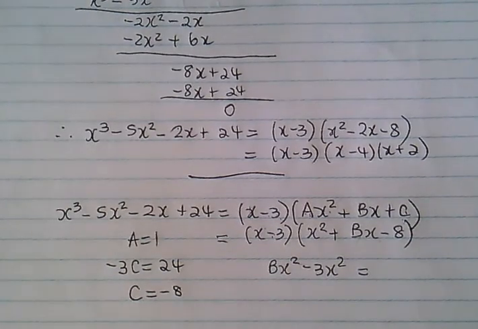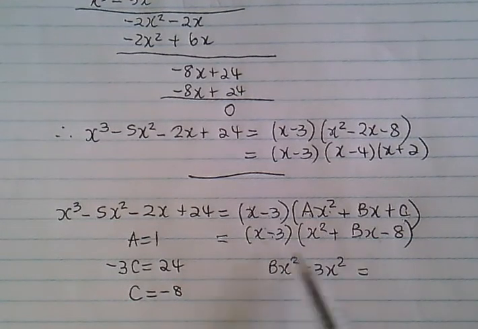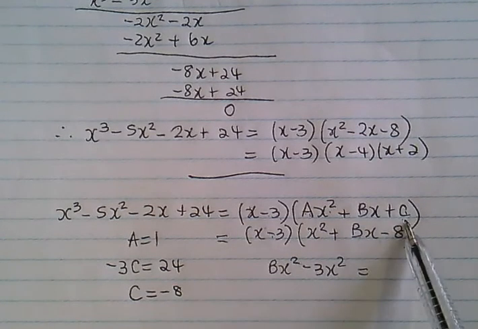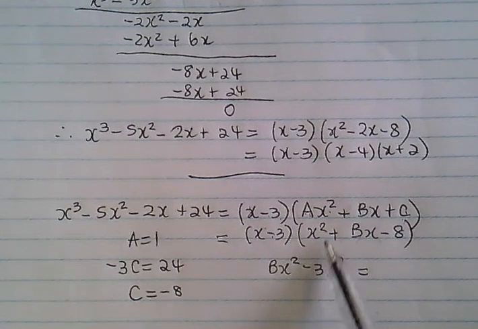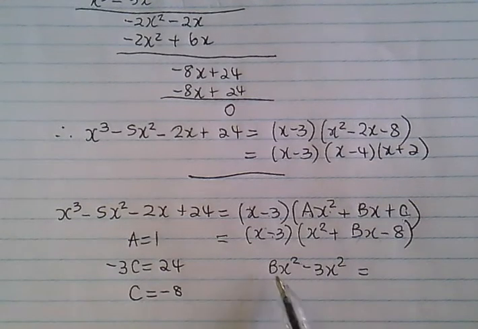If I was to multiply this out, where would the x squared terms come from? Not from x times x squared, but from x times bx. Do you get that? Not from x times the constant. Negative 3 times x squared gives me an x squared term. Negative 3 times bx doesn't give me an x squared term. Do you get that? So that's where they come from.